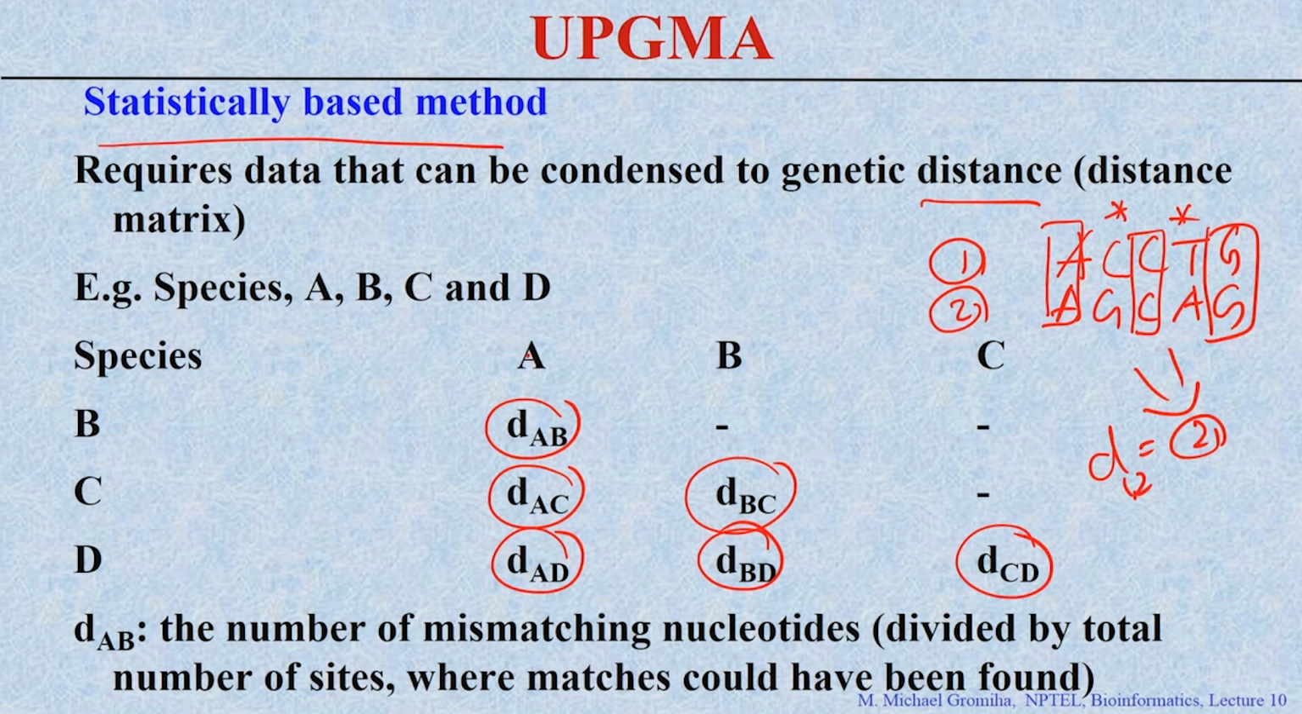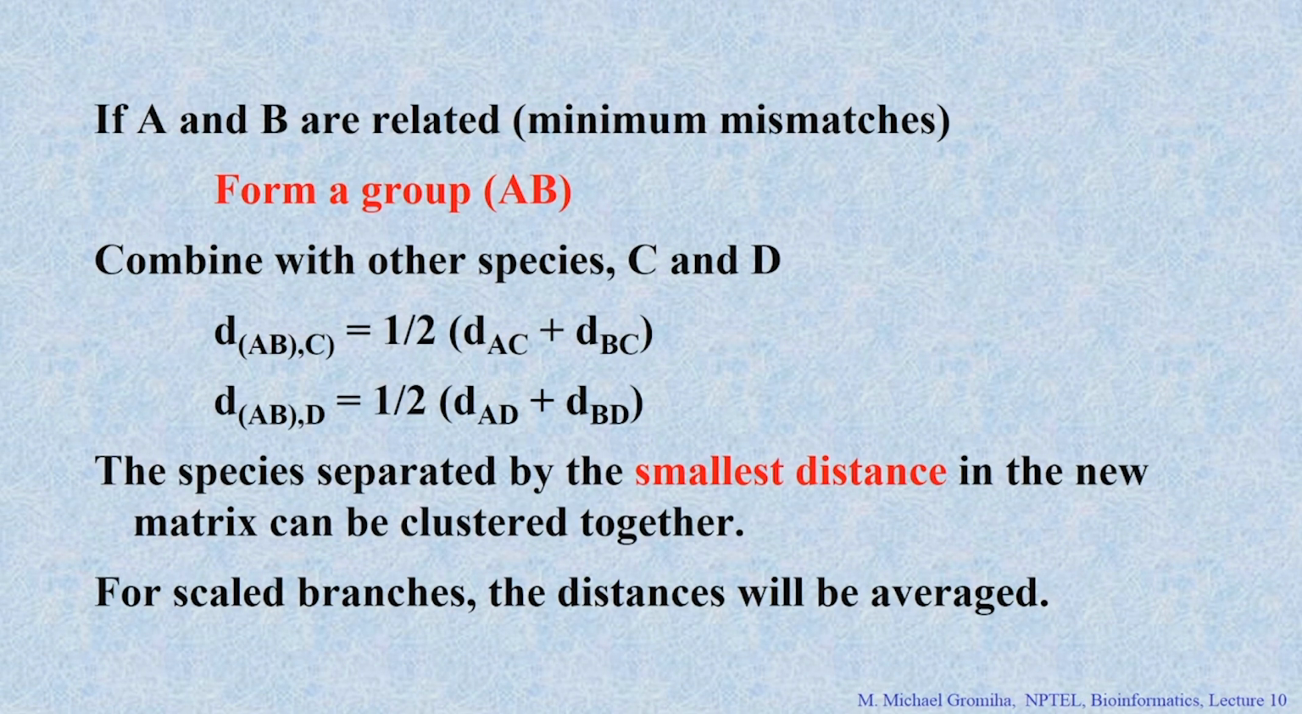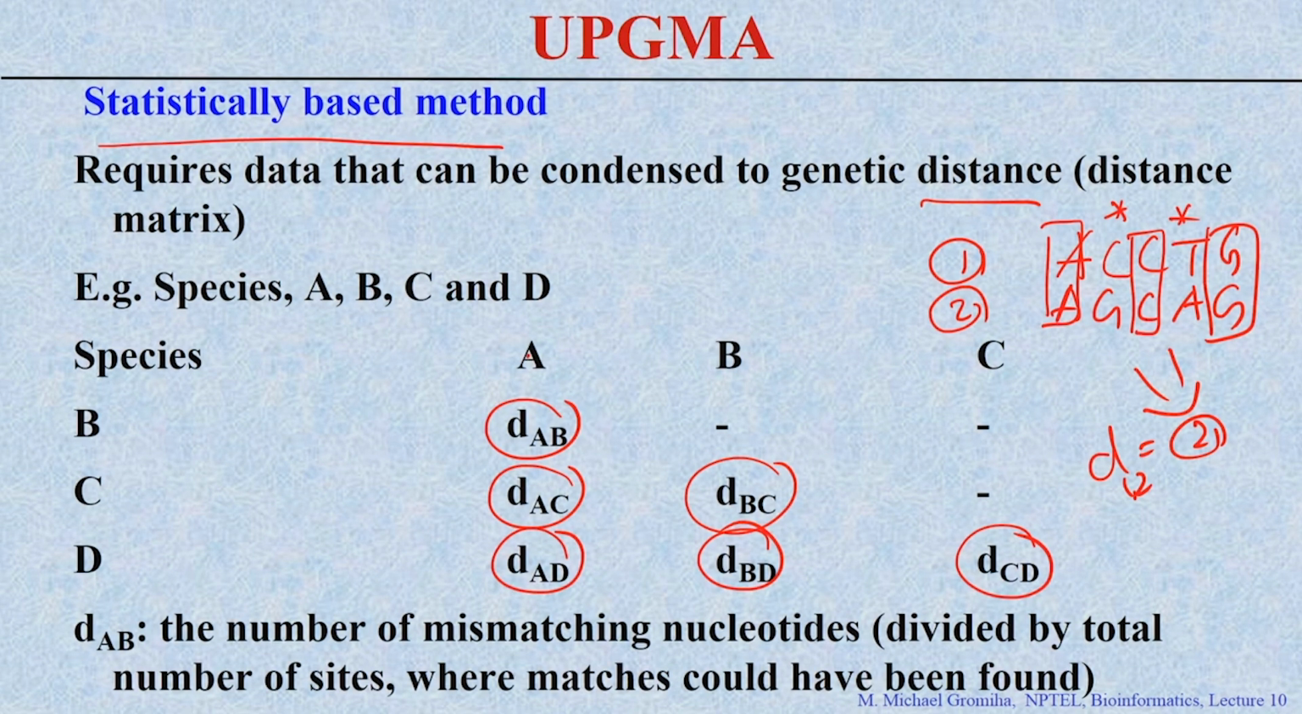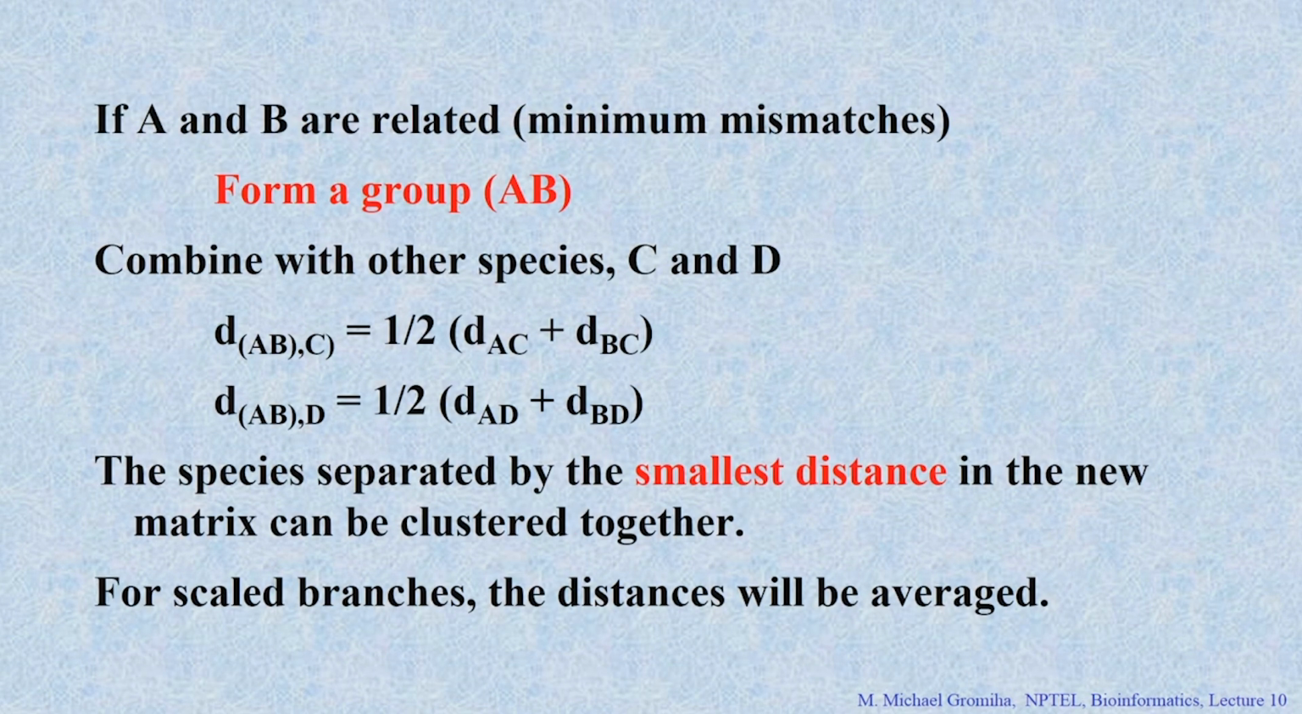From this, which two are close to each other? The ones with the least number of mismatches. So we will show some examples. For example, if A and B are the closest, then you can say they are very close, they have similarities, and then you can combine this group with C and D. They use this equation to combine AB with C. They take AC plus BC divided by 2, because C is common and A and B have to be combined. So take this A and this B and take the average, then we get AB with C.